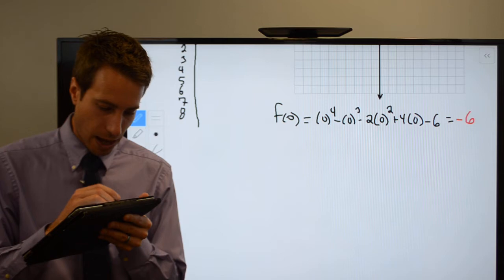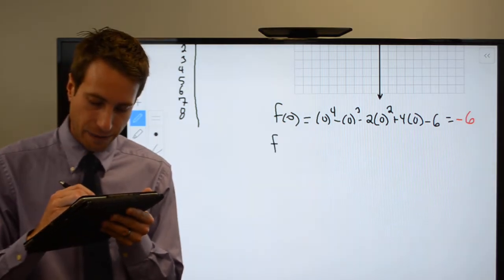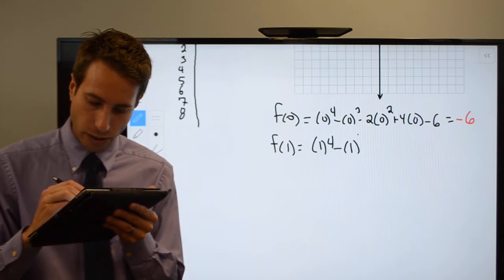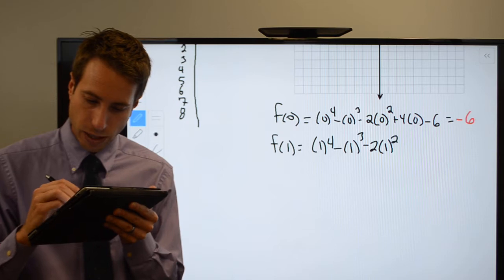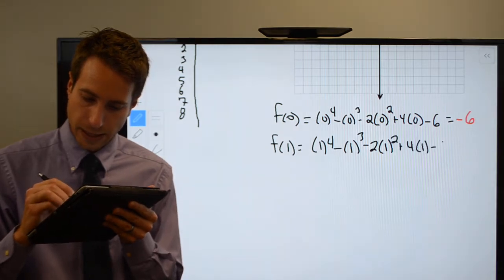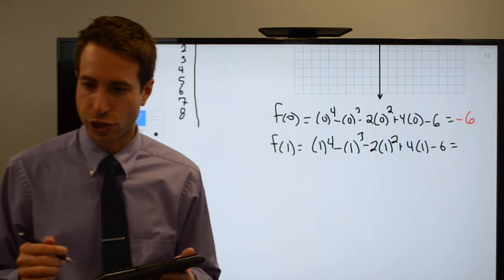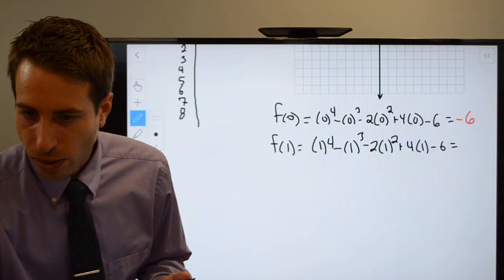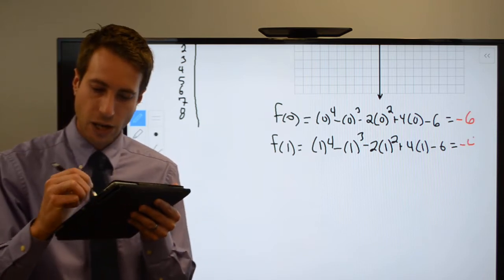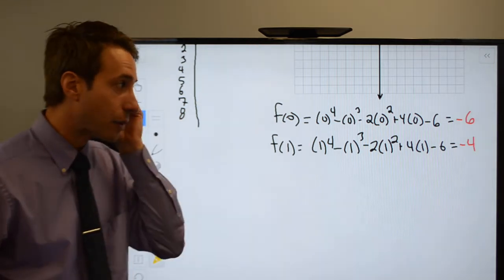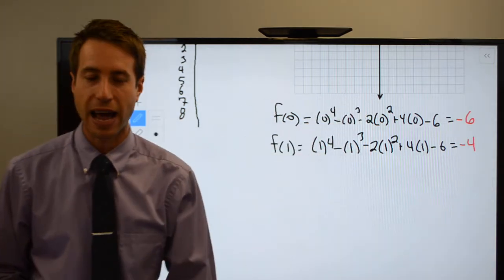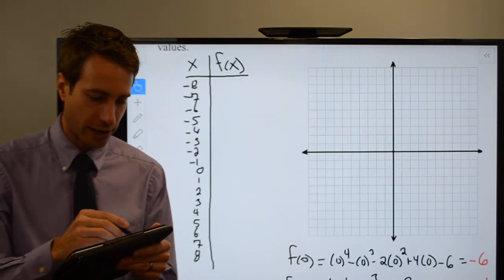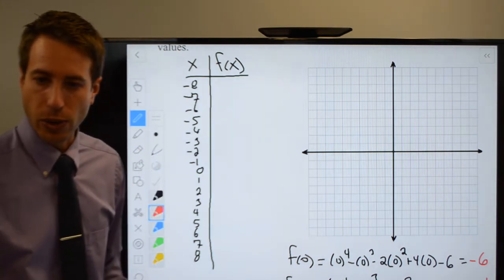All right, let's go ahead and try just a couple more of those so you can see them. If we did f of positive 1, that means I'd have 1 to the 4th minus 1 cubed minus 2 times 1 squared plus 4 times 1 minus 6. Again, plugging and chugging in your calculator. For positive 1, I get a minus 4. So anyway, like I said, I've already gone through and filled out this table doing exactly that. That's what you're going to have to do. There isn't really any shortcut to it. Like I said, just don't fat finger something on your calculator. Go slow, take your time. And here's what we wind up with.